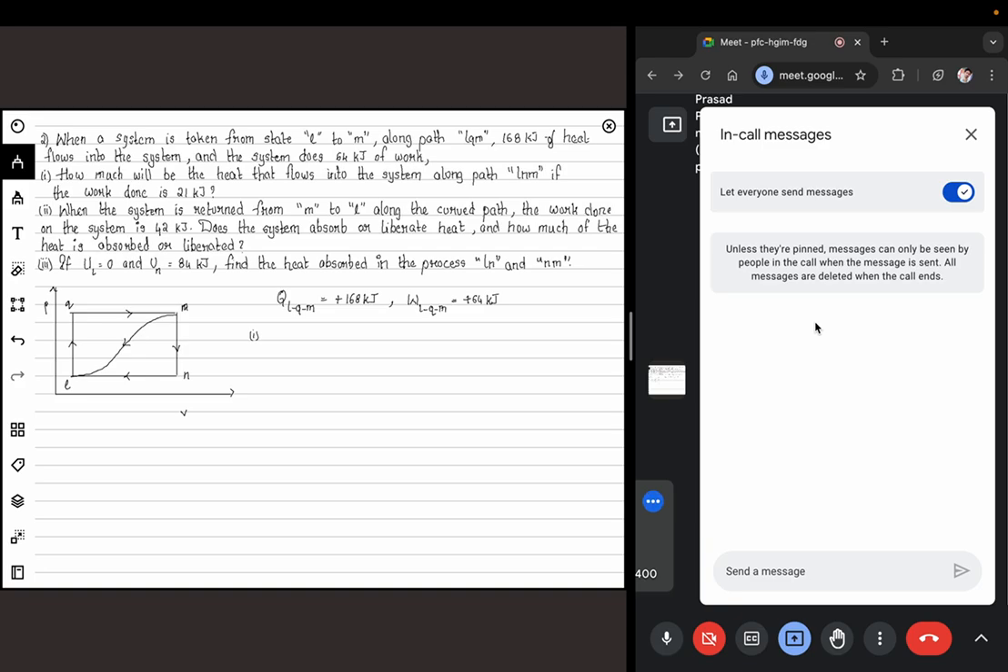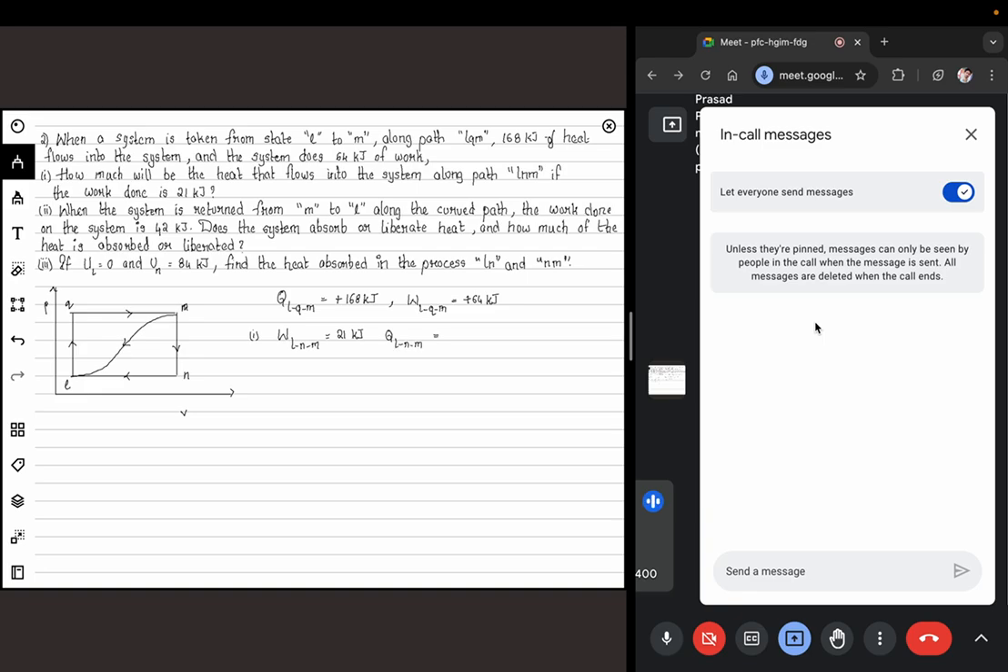As long as you know that the points L and M are fixed, and I can calculate delta U between L and M, then it doesn't matter which way you go. You go from L to M along this path, or LQM or LNM, whichever way you go, the change in internal energy is going to be the same. So the first part asks: if work done along the path LNM is 21 kilojoule, find the heat along the path LNM.